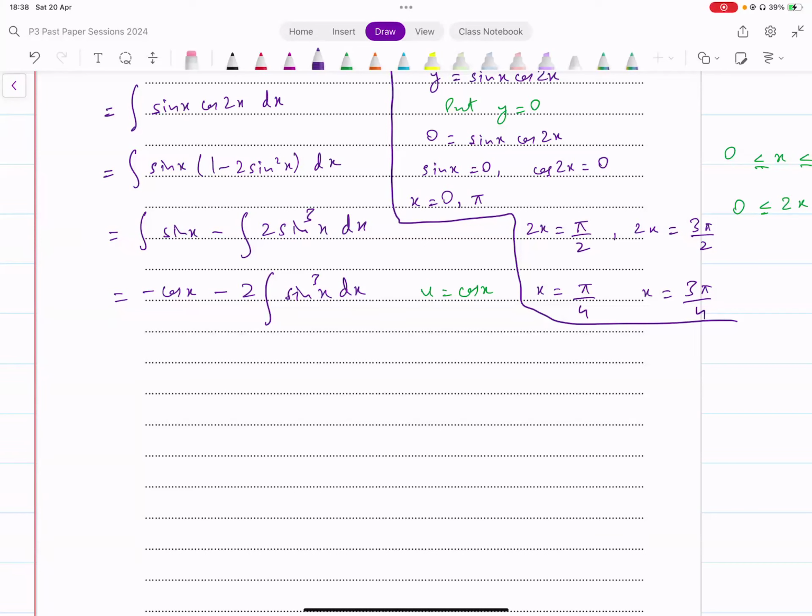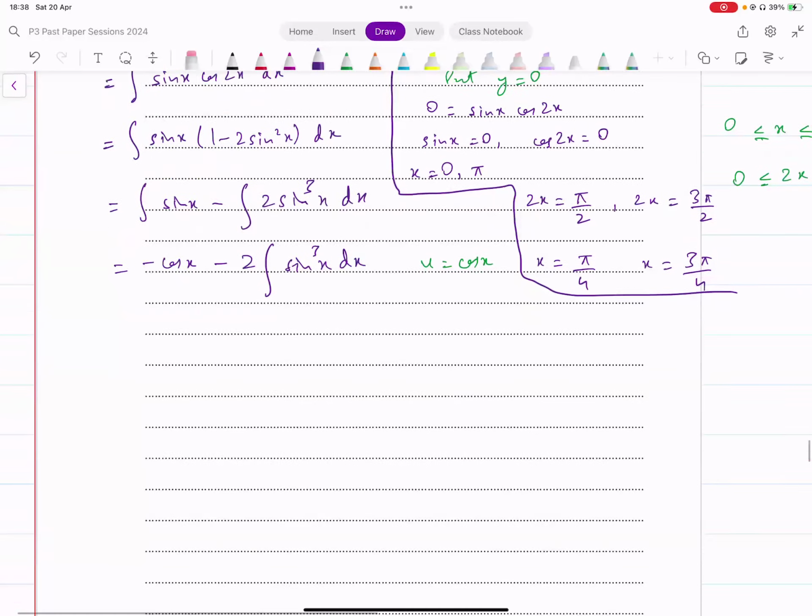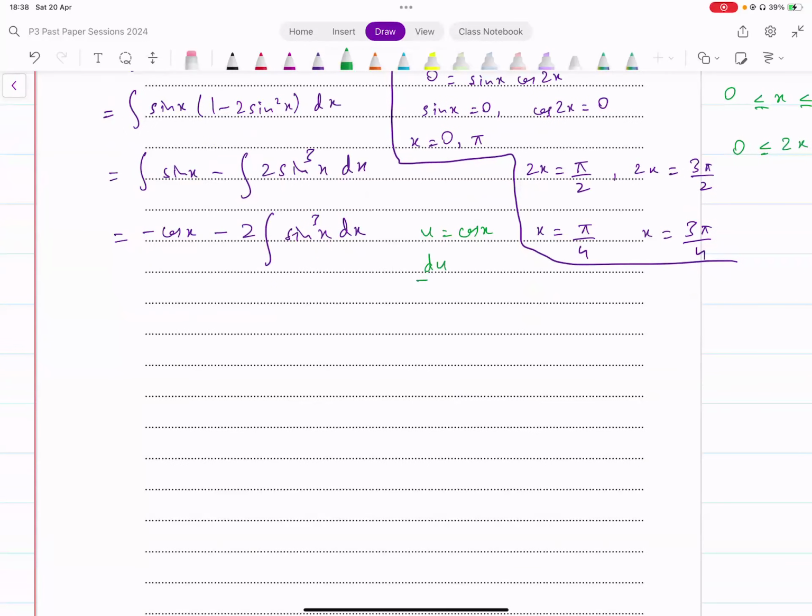Sine x minus 2 sine cube x, that's what we get. We have to write on that side. Sine cube x, we use the substitution u equals cos x. What do you get from that? du over dx, the derivative of cos x, is minus sine x. And now we make dx the subject, and that leaves us with minus du over sine x. Put that here. u equals cos x, and this.